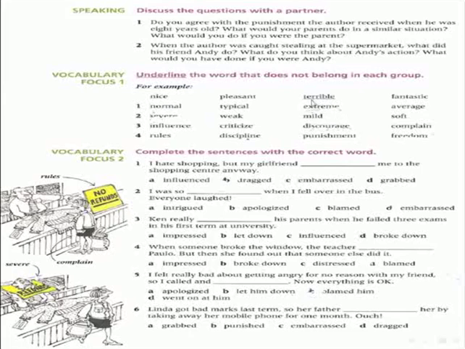We circle extreme. 2, we read severe, weak, mild, and soft. Which is different here? Severe. We circle severe. 3, influence, criticize, discourage, and complain. Which one is different here? Complain actually is different. 4, rules, discipline, punishment, and freedom. Which one is different? Rules here.